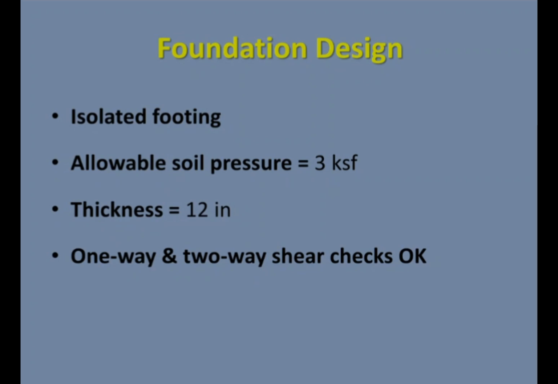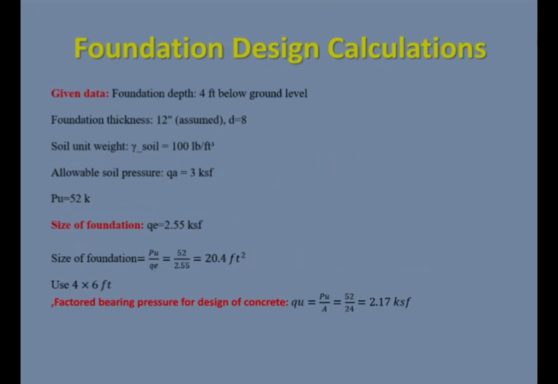I'll be taking over after Hussein, and I am going to explain the foundation design. This is an isolated footing, and for this foundation we are given some data: the depth of foundation, which is 4 feet, the soil unit weight, the allowable soil pressure, and PU, which is the axial load of the column above the foundation. So first we need to assume a thickness of the foundation itself.